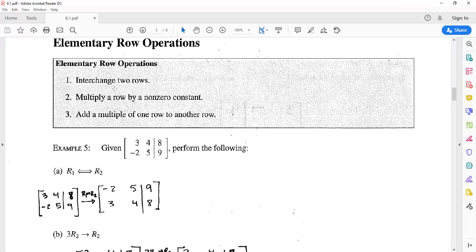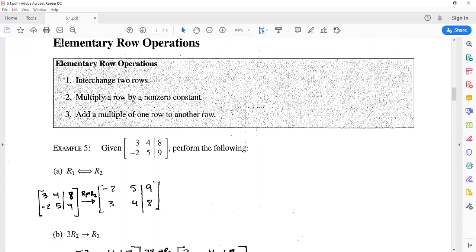So interchanging the 2 equations doesn't change their solutions, right? Multiplying one equation by a non-zero constant on both sides doesn't change its solutions, right? And adding a multiple of one row to another row is kind of like what we were doing in the addition method of solving systems of equations. That will also not alter the solution set for the system of equations that the matrix at hand is talking about.